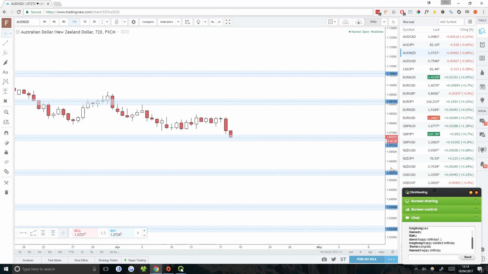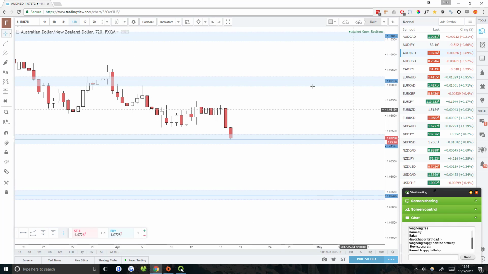What we want to see here is some indecision forming on the support area. So, yeah, let's just see how it plays out. But it's something worth keeping an eye on, definitely. AUD New Zealand worth keeping an eye on.